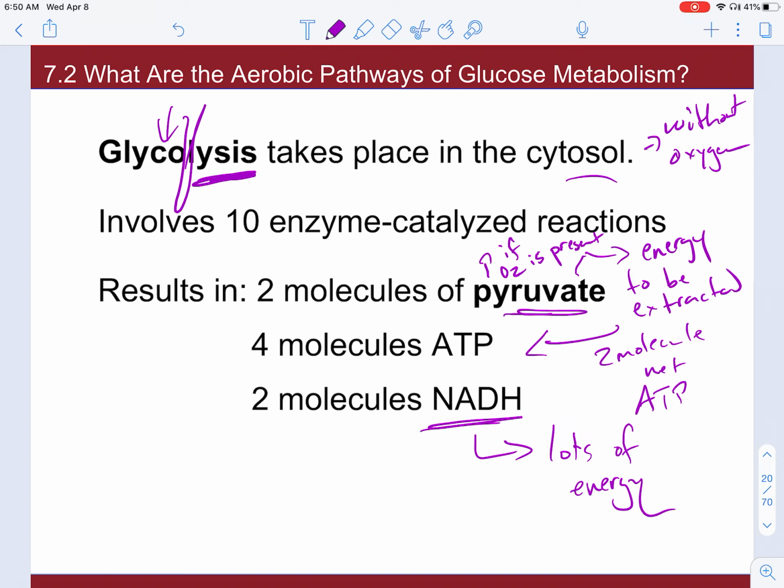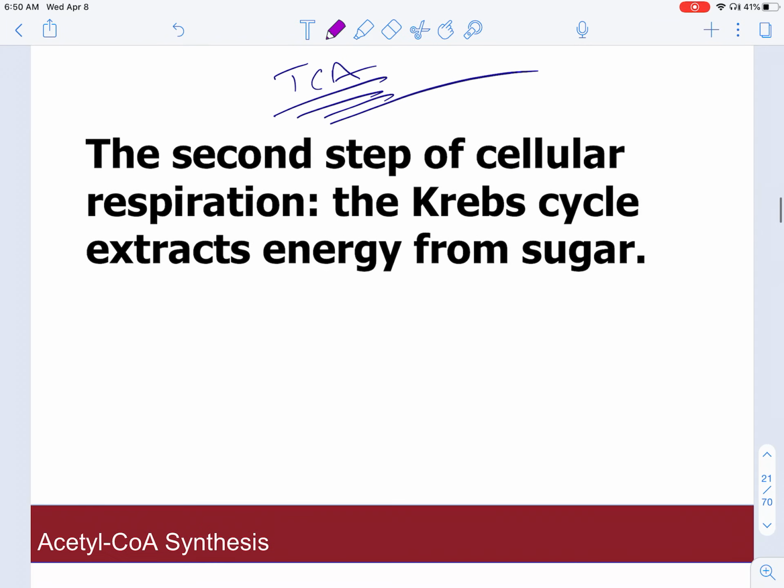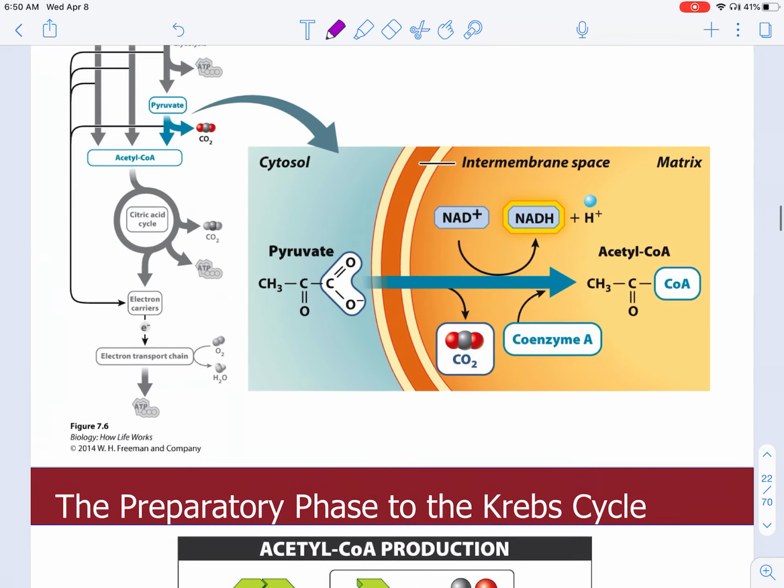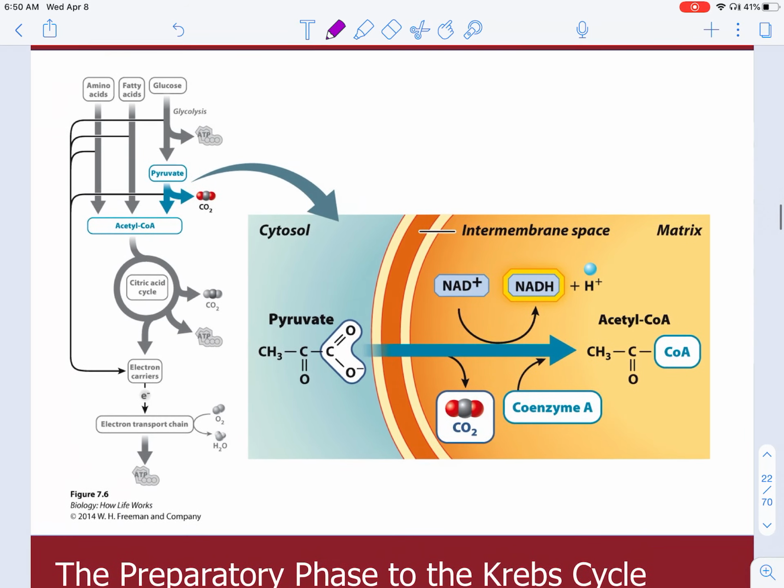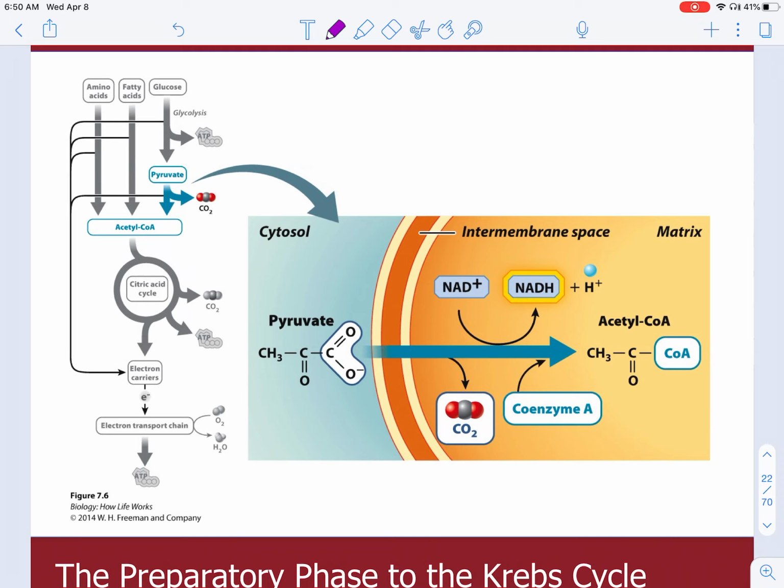So now we're going to see how we can get to that energy when oxygen is present. This involves the second step of cellular respiration, which is the Krebs cycle or the citric acid cycle. So those are interchangeable in terms of what those mean. So a few things must happen.